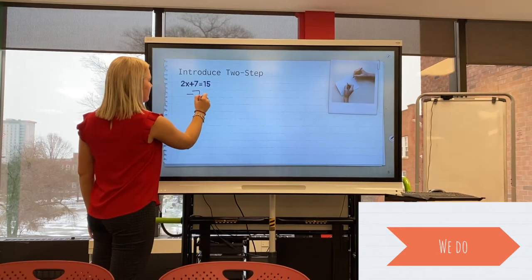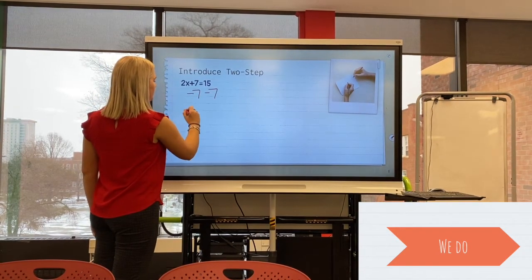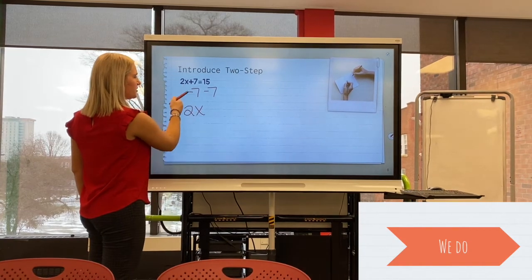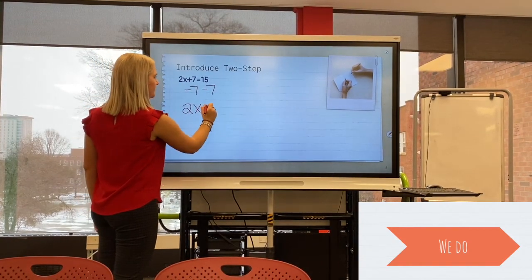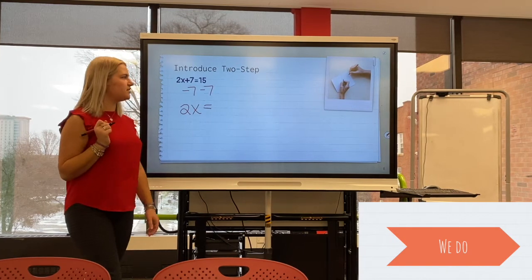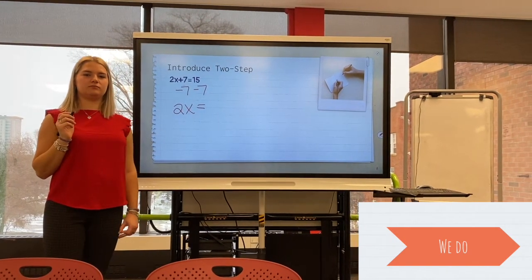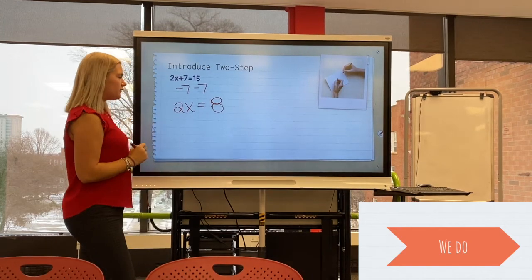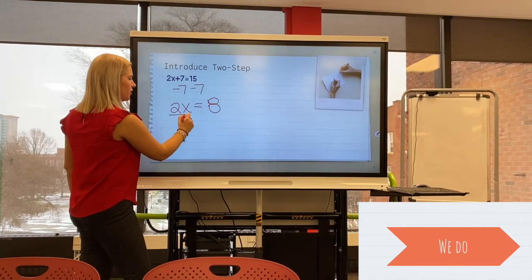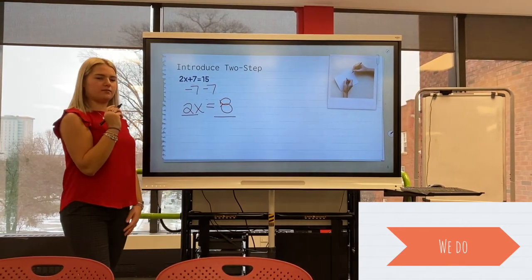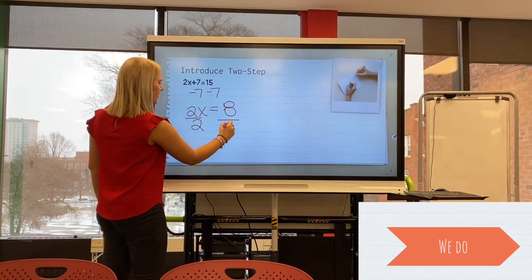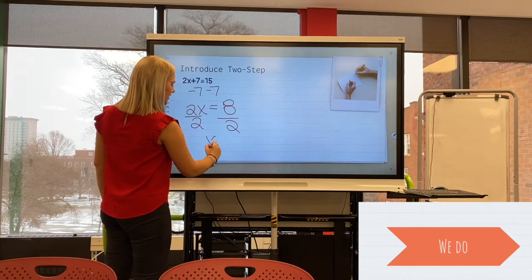So we're going to do the same thing here when we write it out. So we have 2x. We're just bringing that down. We subtracted 7 from both sides. So what is 15 minus 7? 8. Good. So after we have this, who knows the inverse of multiplication? Division. Good. So we're going to divide each side by 2, and x is 4.